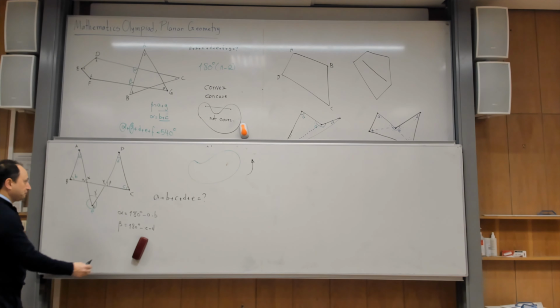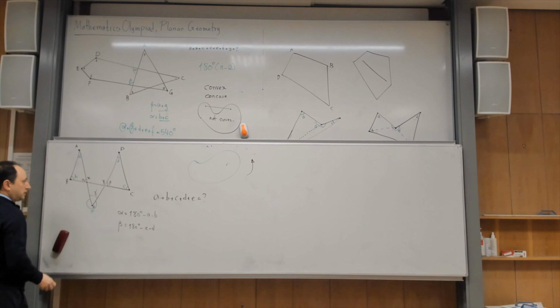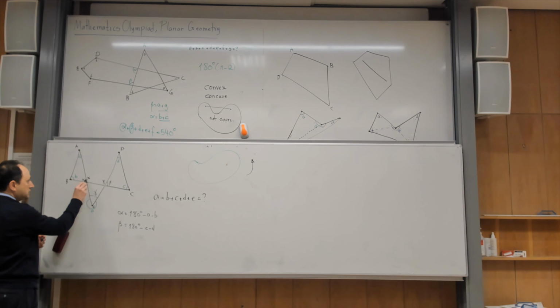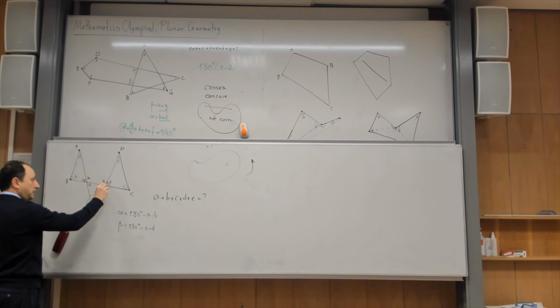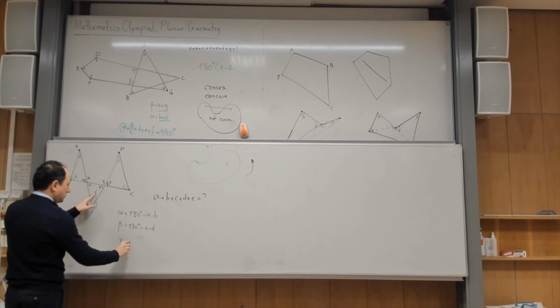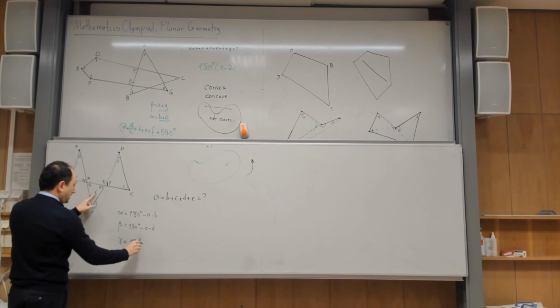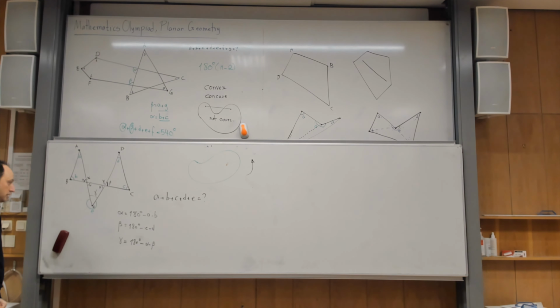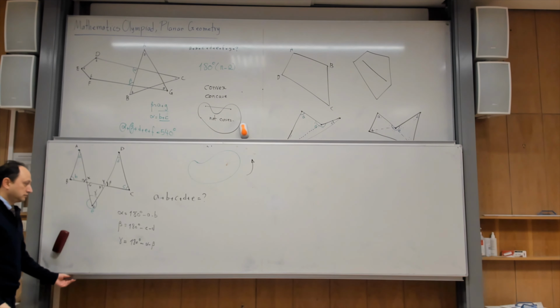And then we can also define gamma as 360 minus alpha minus alpha minus beta minus beta, because if this is alpha, this is also alpha, and if this is beta, this is also beta. And then it means that gamma is equal to 180 minus alpha minus beta. That's also correct.